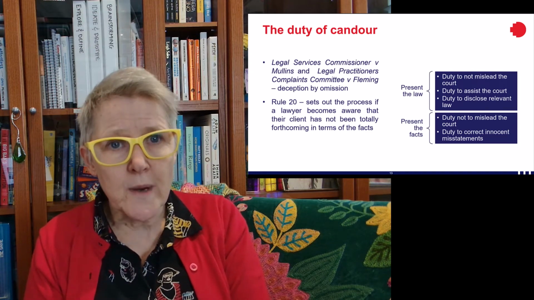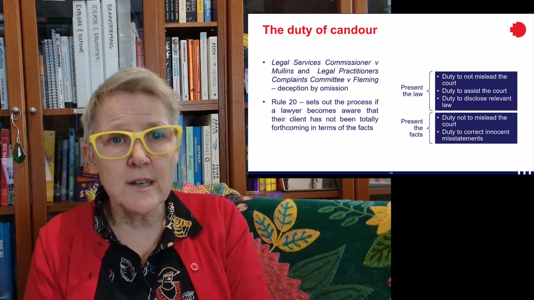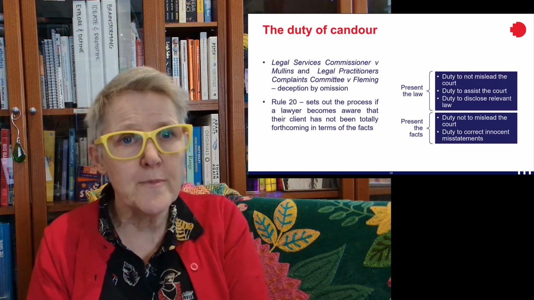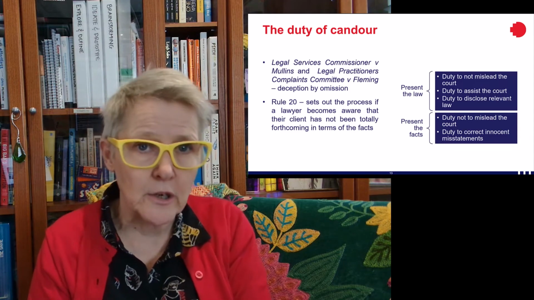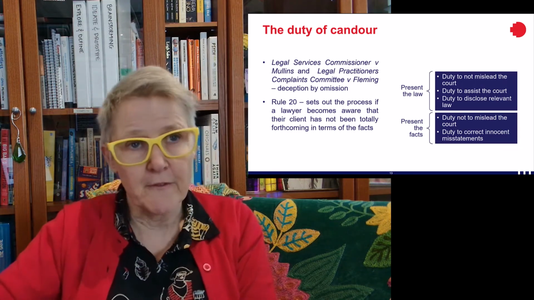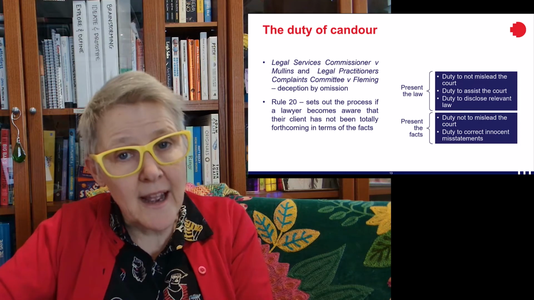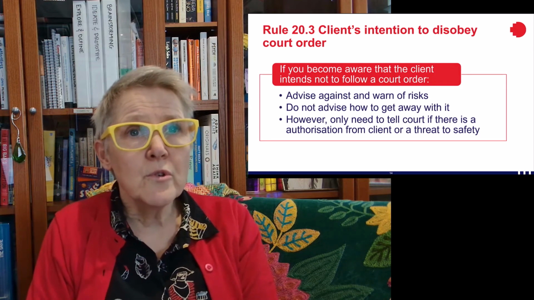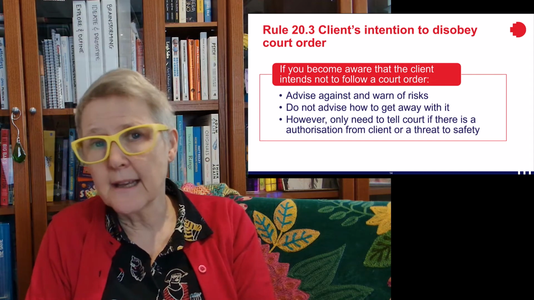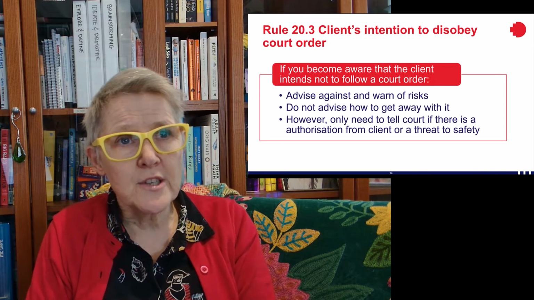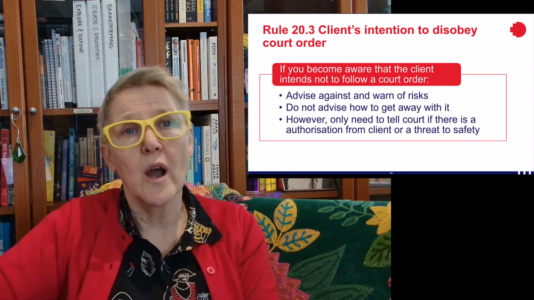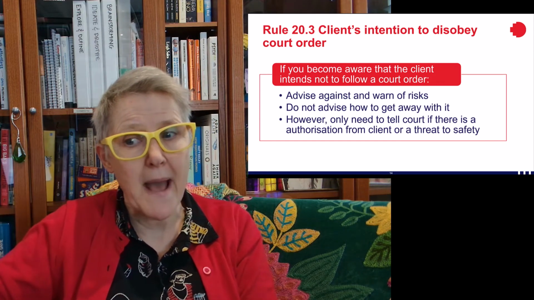Have a look at Rule 20 of the Australian Solicitor Conduct Rules, which sets out the process that you need to follow if you become aware that your client has not been totally forthcoming in terms of the facts, because the duty that you have to the court is paramount. So Rule 20.3 in particular relates to the circumstance where you become aware that your client intends not to follow a court order. I'll be back.